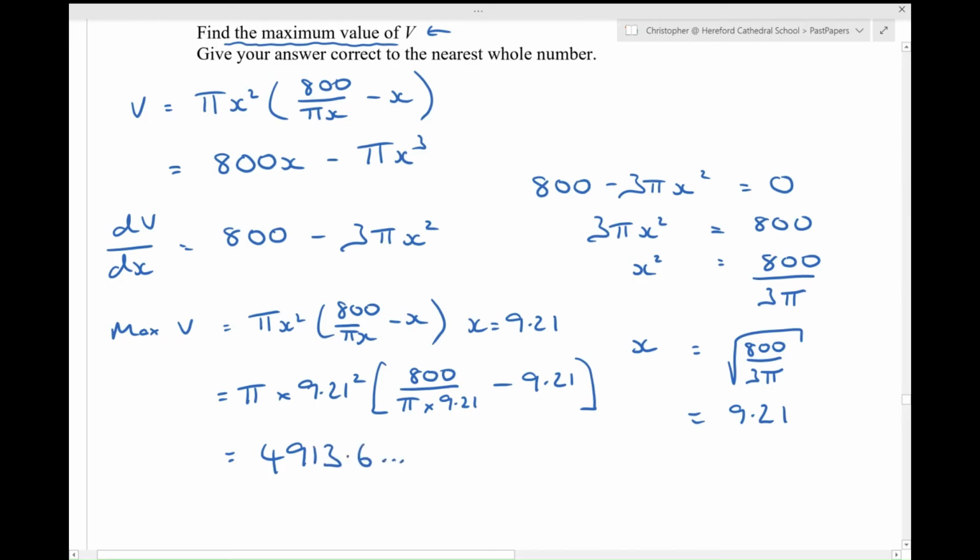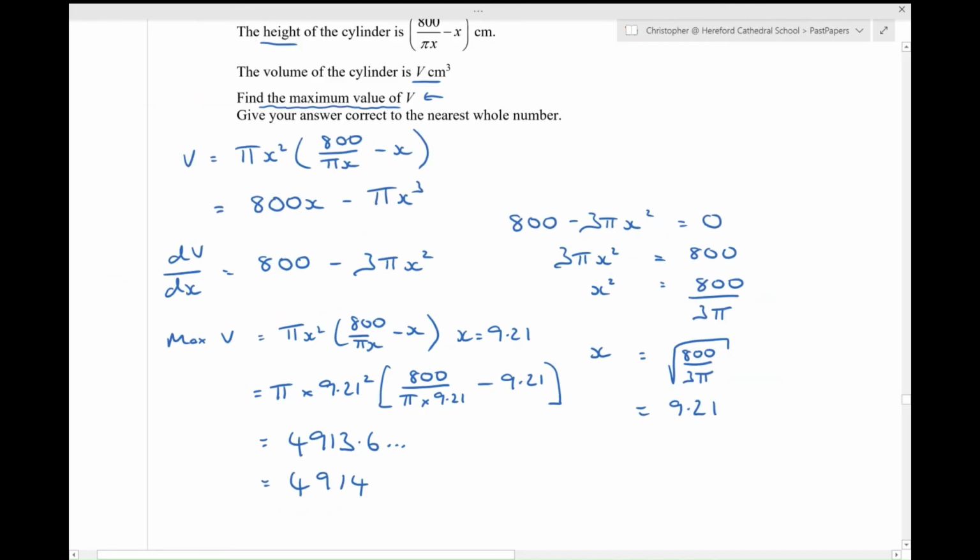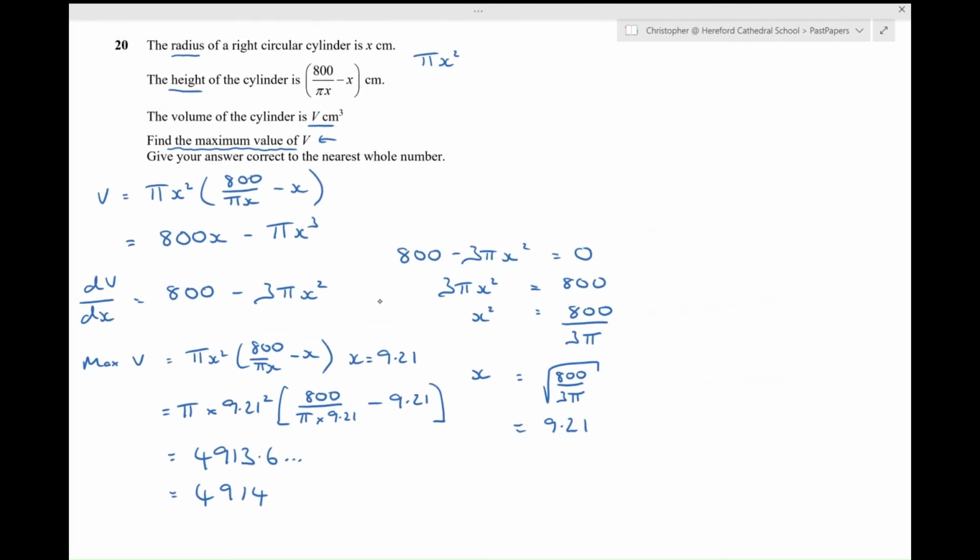4,913.6, and so on. And so that's the maximum volume, but I'm asked to give it to the nearest whole number. So the maximum volume of the cylinder is 4,914 cubic centimeters to the nearest whole number.